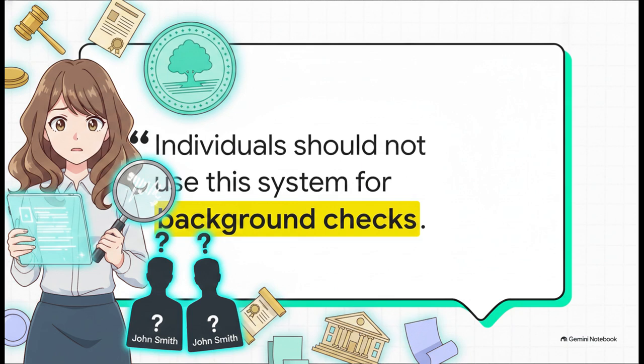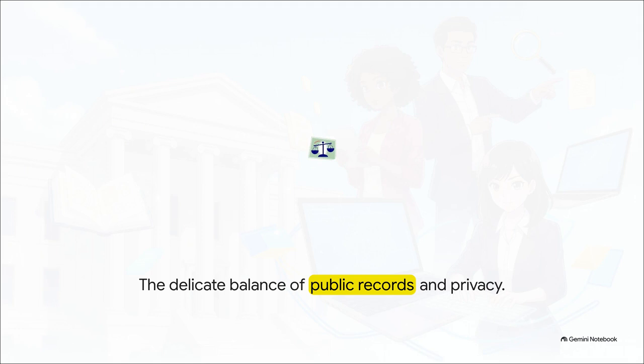It's usually just a first and last name. That makes it incredibly easy to mistake one John Smith for a completely different John Smith. This data is strictly for informational purposes, so relying on it to officially screen a tenant or an employee is actually a misuse of the system. It really comes down to a constant, delicate balancing act between public transparency and legal compliance.